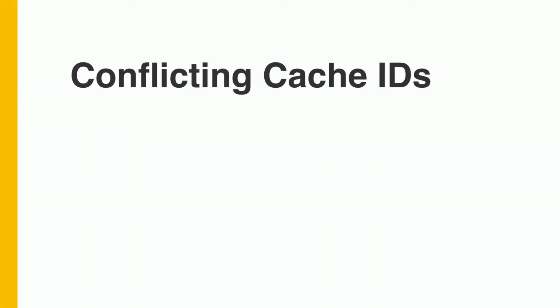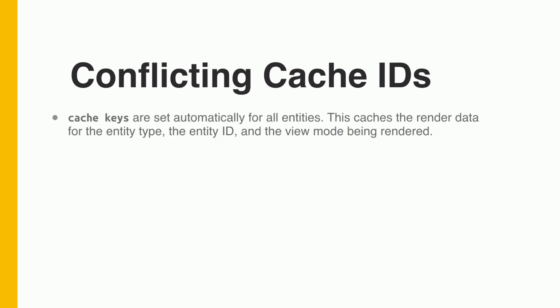The last issue that we had was with conflicting cache IDs. And this goes back to the cache keys that we were talking about earlier. The render array for the referenced article still had whatever Drupal was setting by default. So it was still going to say, you know, node 123 teaser or node 123 card. That's sort of a global item that Drupal would just expect to use.